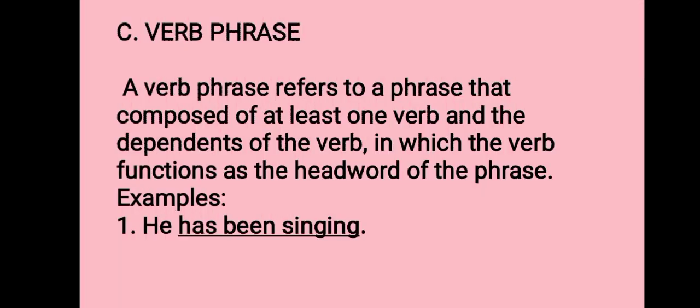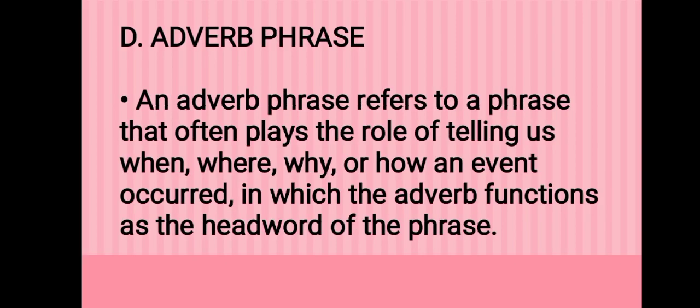Verb phrase. A verb phrase refers to a phrase that is composed of at least one verb and the dependents of the verb, in which the verb functions as the head word of the phrase. Example: he has been singing. Adverb phrase. An adverb phrase refers to a phrase that often plays the role of telling you when, where, why, or how an event occurs, in which the adverb functions as the head word of the phrase.